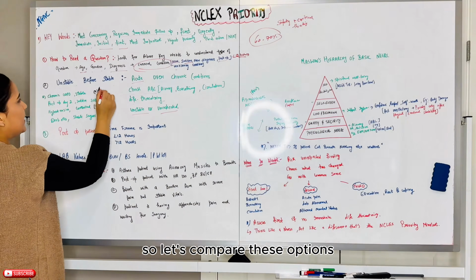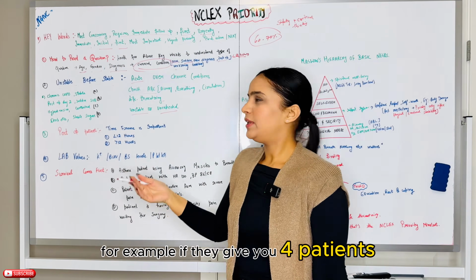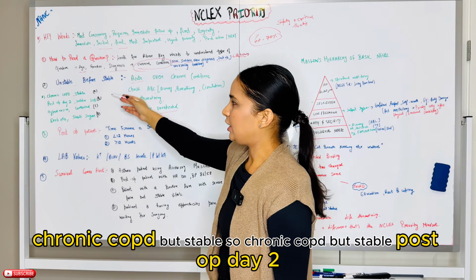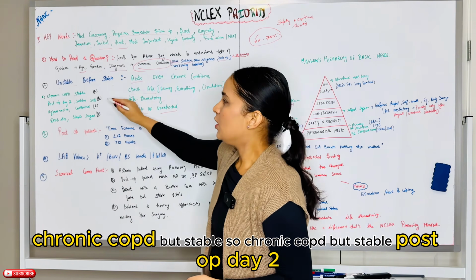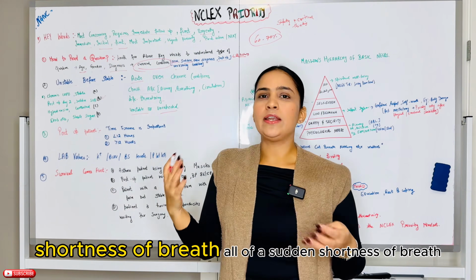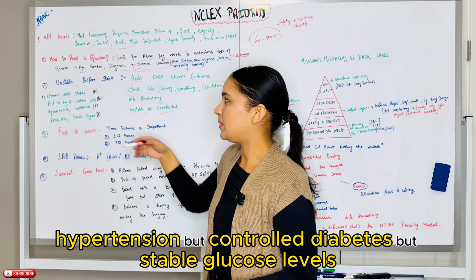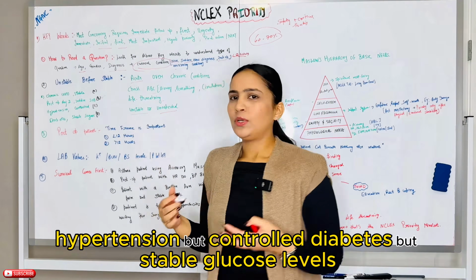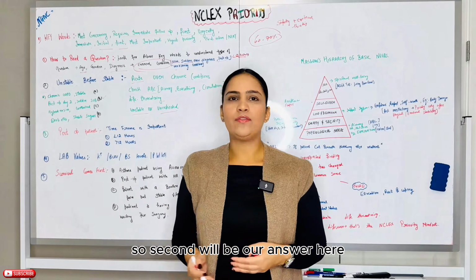So let's compare these options and see what our answer will be. For example, if they give you 4 patients: chronic COPD but stable; post-op day 2, all of a sudden shortness of breath; hypertension but controlled; diabetes but stable glucose levels, stable blood sugar levels, right? So the second will be our answer.